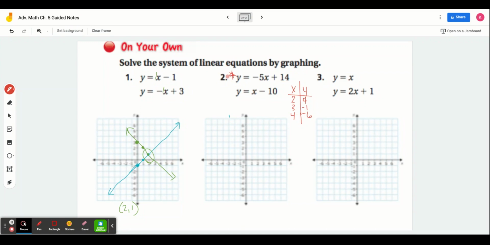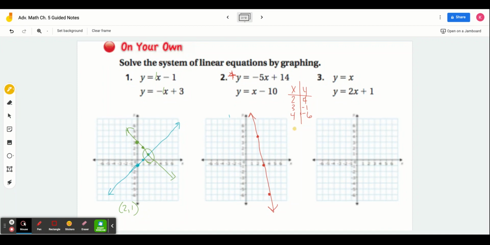So I can plot these 3 points for this first equation. So 2, 4, 3, -1, and 4, -6. Now I can cross those points as best as possible with a straight line. And then I can work on my second one.